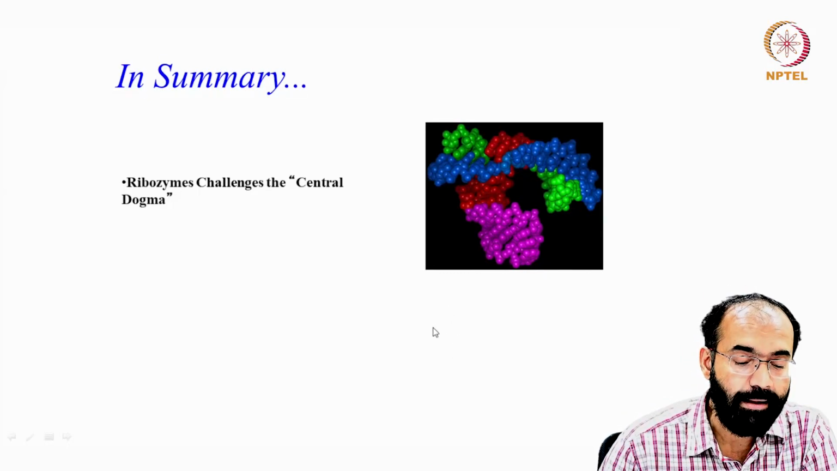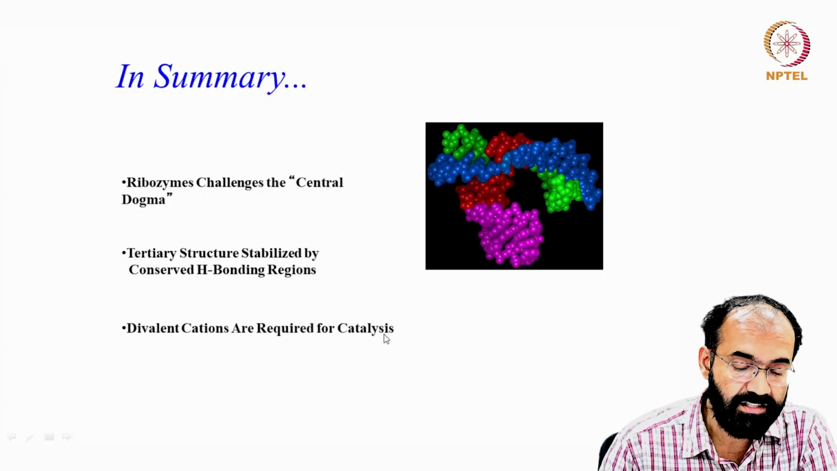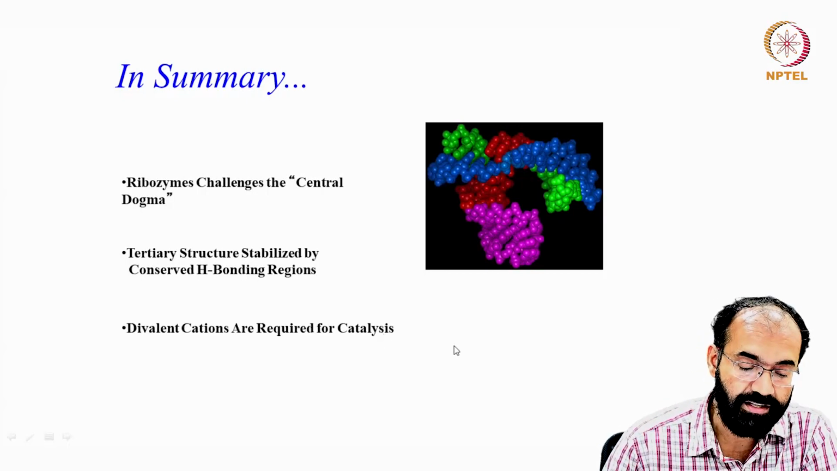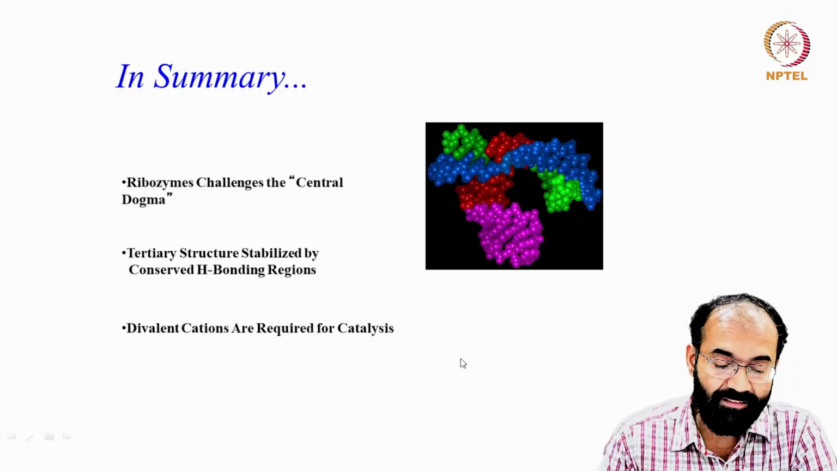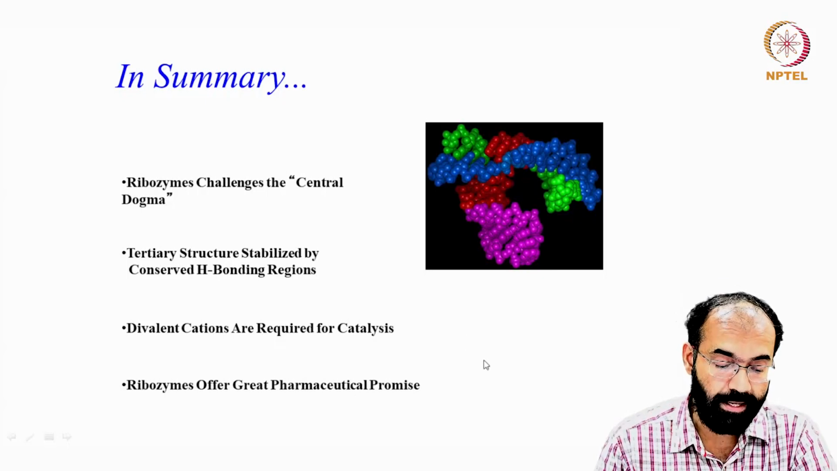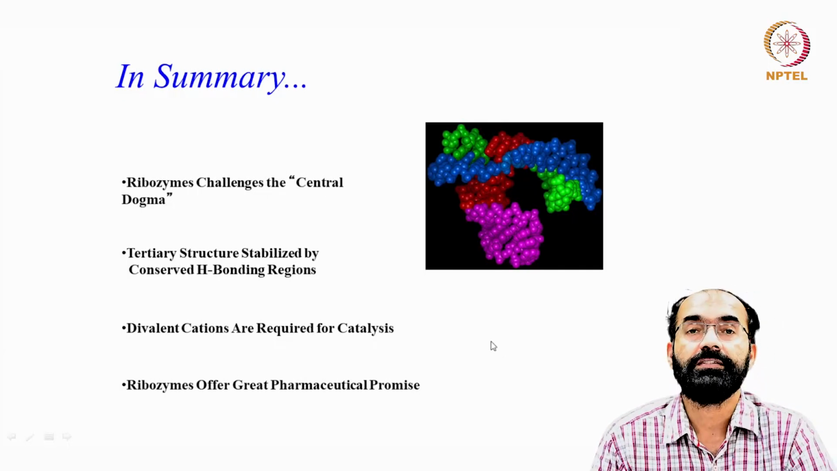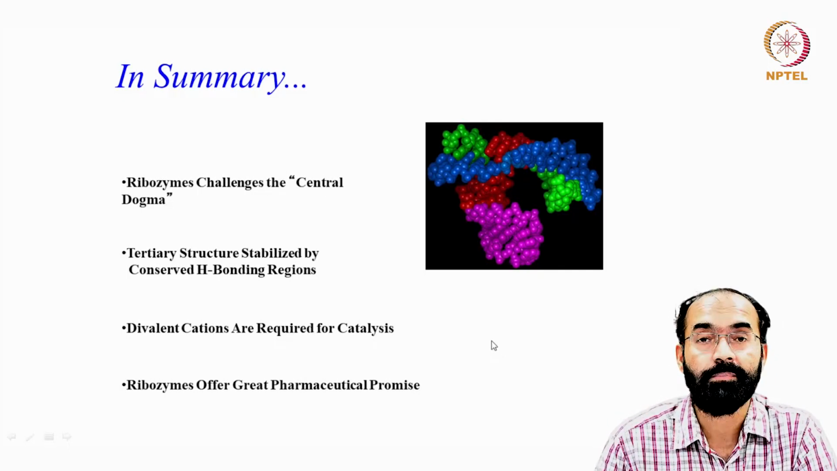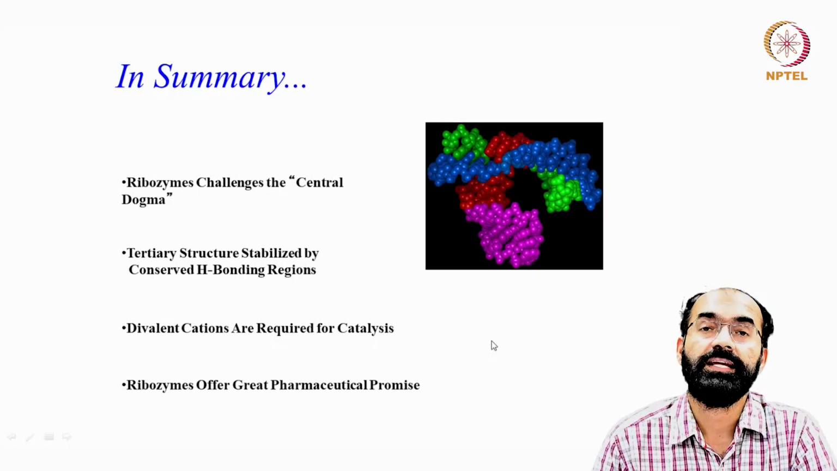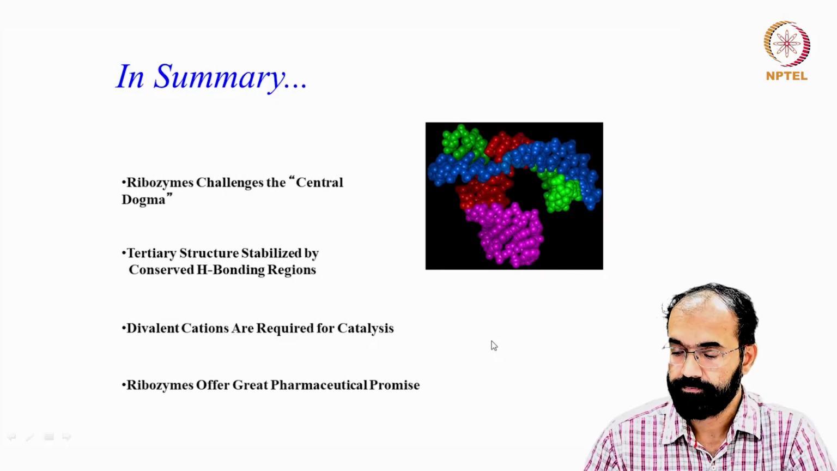To summarize, ribozyme challenges the central dogma of biology. Tertiary structures stabilized by conserved H bonding regions are also possible, and divalent cations are required for the catalysis of the ribozyme, and ribozymes offer great pharmaceutical promise in general. And with this, I end the ribozyme part, and we will see a new topic in the coming classes. Thank you.